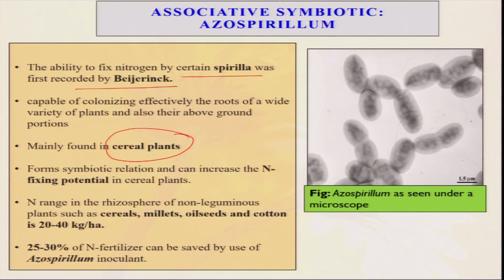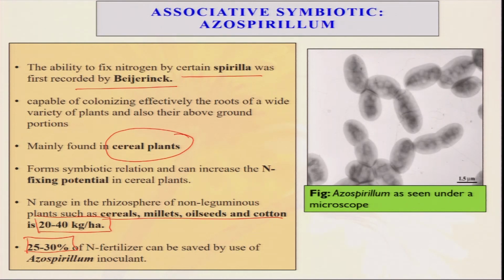They can also work with cereals, millet, and oilseed, and produce, not a high amount like Rhizobium, but 20 to 40 kilo nitrogen per hectare they can provide, and this is not a very small amount. 20 to 40 kilo nitrogen per hectare also has a tremendous role in enhancing grain yield by 25 to 50%. And 25 to 30% of the nitrogen fertilizer can be saved by this Azospirillum.